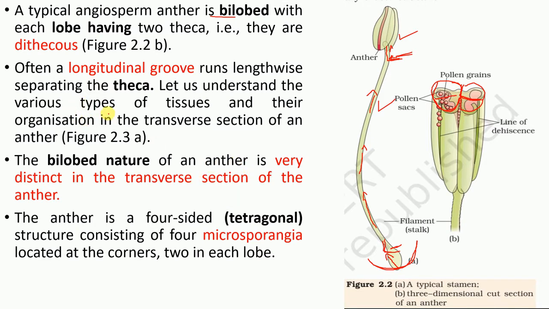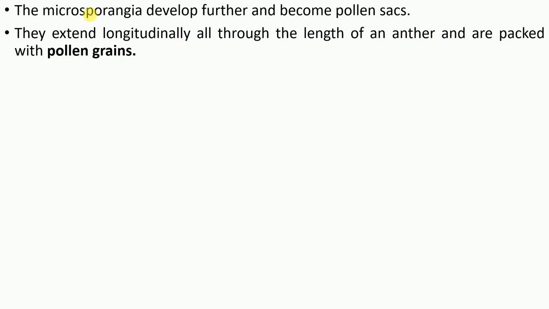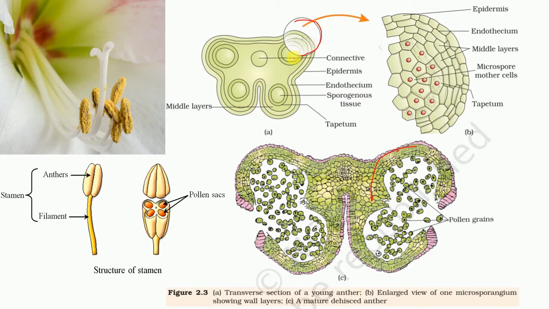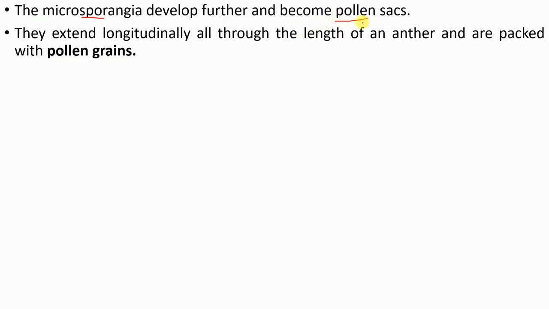In just a few seconds, we are going to see how these things work. Actually there is a microsporangium, and in this microsporangium pollen will be formed. You can see here, this is the anther of the flower, and in this anther the pollen grains will form. Actually the microsporangium develops further and becomes a pollen sac. So the microsporangium will be converted into a pollen sac, and pollen grains will be produced in it.